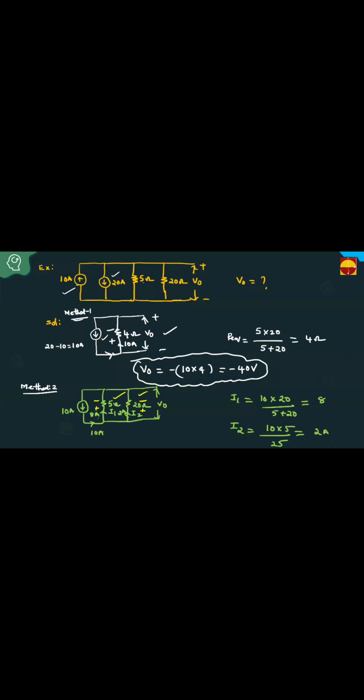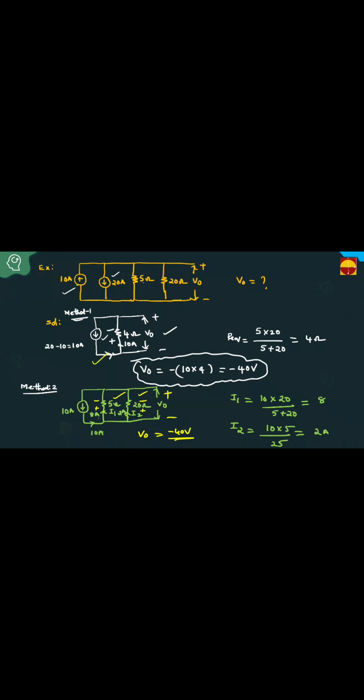Voltages are equal. In a parallel connection, voltages are always equal. Like that only, current is divided. Clear, friends? Finally, you get V naught, plus minus. You calculate this voltage or this voltage; voltages in parallel connection are equal. It is equal to minus 40 volts. Like this also you can do. Apply the current divider rule, or find the parallel of these two and you find this.